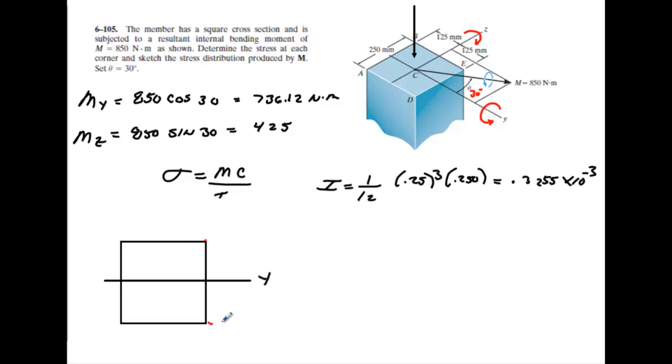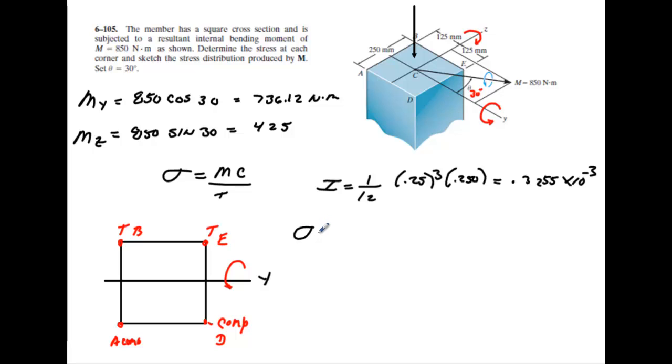As a result of the moment, we'll get compression here, and that's going to be point D. We'll get compression here, which is point A. Up here and up here we're going to get tension, and that's going to be E and B. The reason being, if you think about this moment going this direction around Y, it's going to push down here, and it's going to pull up here and here.